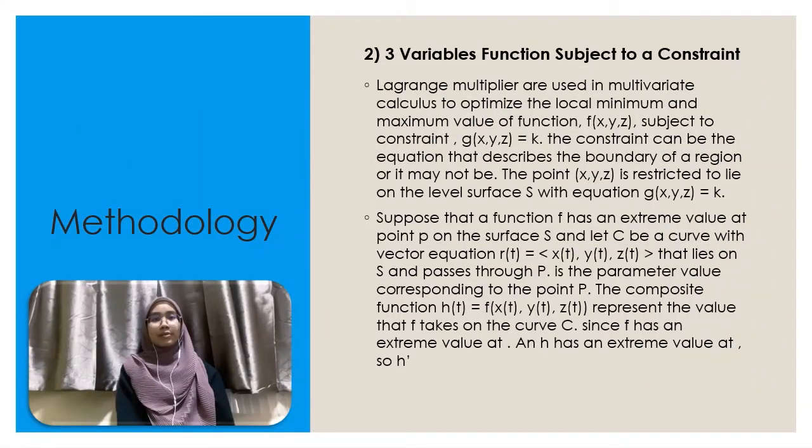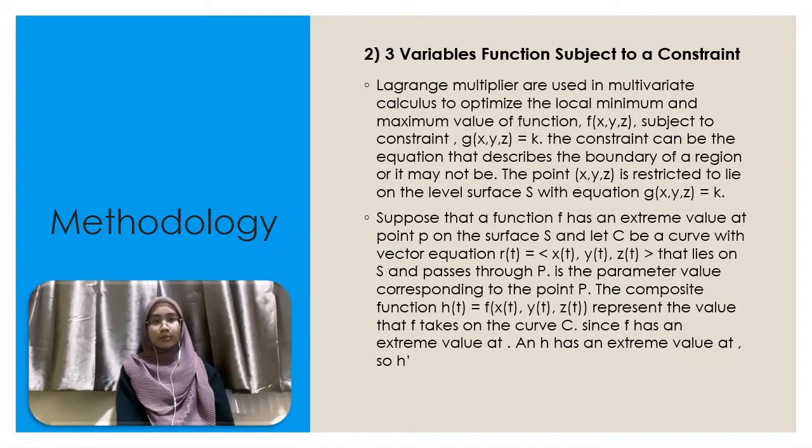Okay, next, three variable functions subject to a constraint. This method optimizes the local minimum and maximum value of function f(x, y, z) subject to constraint g(x, y, z) equal to k. The constraint can be an equation that describes the boundary of a region, or it may not be. The point (x, y, z) is restricted to lie on the surface S with equation g(x, y, z) equal to k. Function f has an extreme value.